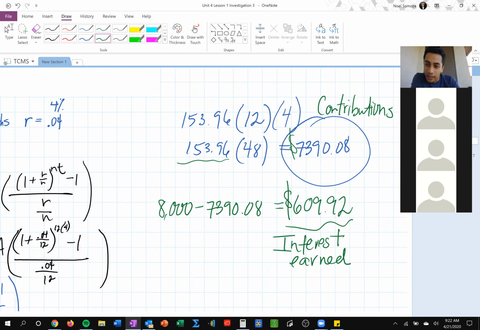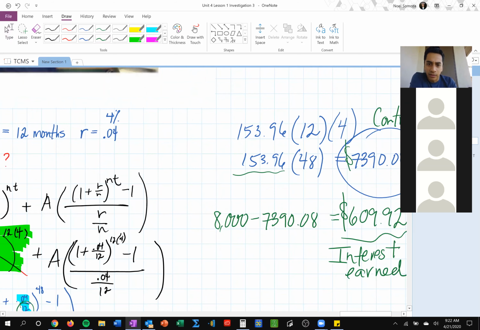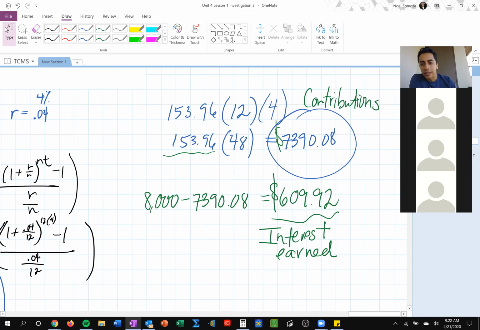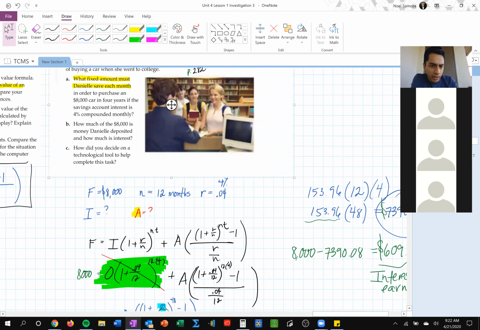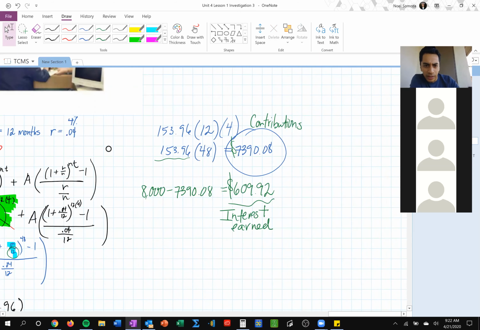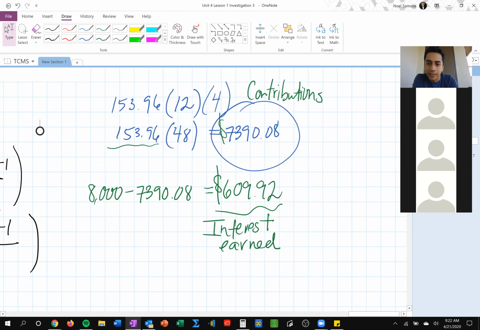You don't have to go through the entire process of plugging something into this giant formula all over again, because if you use a little bit of logic, you can get there. Okay. All right. So then part C was asking, how did you decide on a technological tool? Well, in this case, we didn't, right? Because it didn't work for us. We couldn't change it to 4 years. It was stuck at 5.